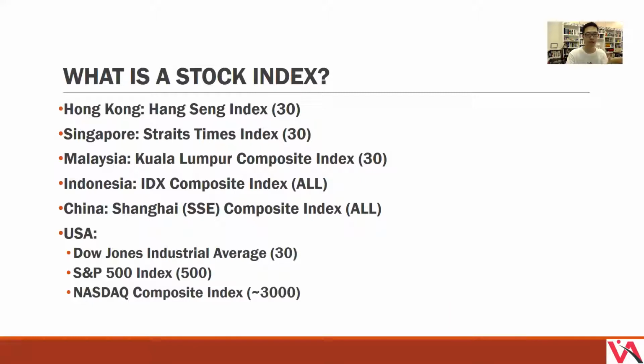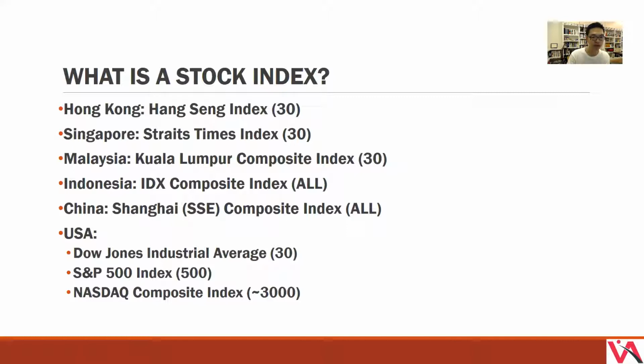So the basics: what is a stock index? Most stock indexes are a weighted gauge of some of the larger companies within an exchange. Normally they tend to include about 30 companies in the exchange, and the performance of all these companies combined is tracked as an index.